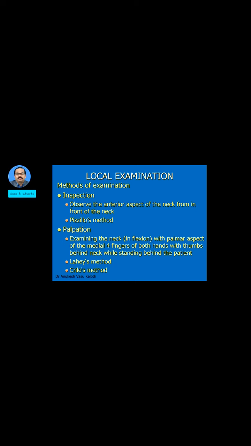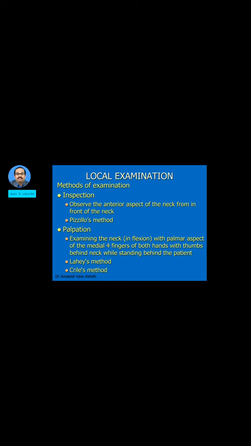Now in addition, with this particular method it is obvious that you miss the posterior aspect of the gland. And individual nodules may require a little more specific examination, in the sense of whether a single nodule has malignant transformation or not, while the rest of the gland is normal. So what we can do is we have 2 additional methods. One is the Lahey's method.